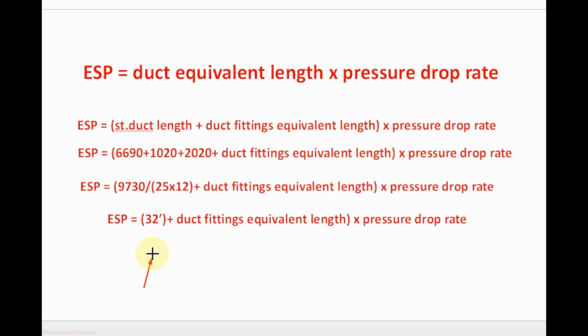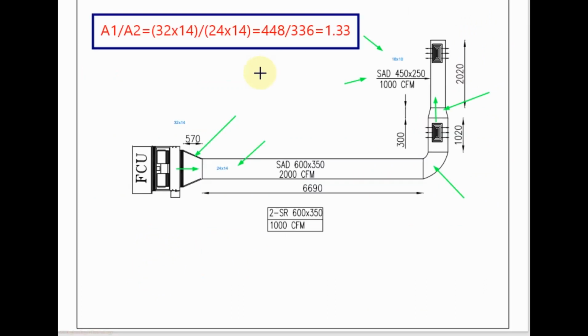Straight duct length is 32 feet. Now we will calculate the equivalent length for duct fittings. First we will calculate the A1 by A2 ratio for this reducer. The larger dimension is 32 by 14 inch and the smaller dimension is 24 by 14 inch. Then A1 by A2 is equal to 1.33.